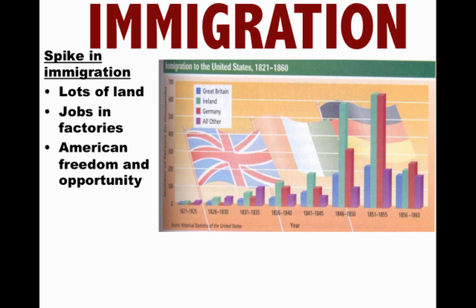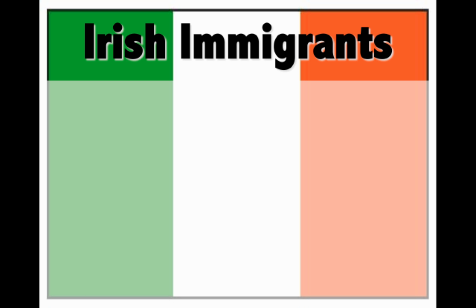And of course, America is known for its freedom and opportunity. Even though things weren't perfect in America, they were a heck of a lot better than they were over in monarch-dominated Europe. And then really the Irish are going to come in huge numbers, especially in the mid-1840s, because of course, the event known as the Irish Potato Famine, which leads us to the Irish.